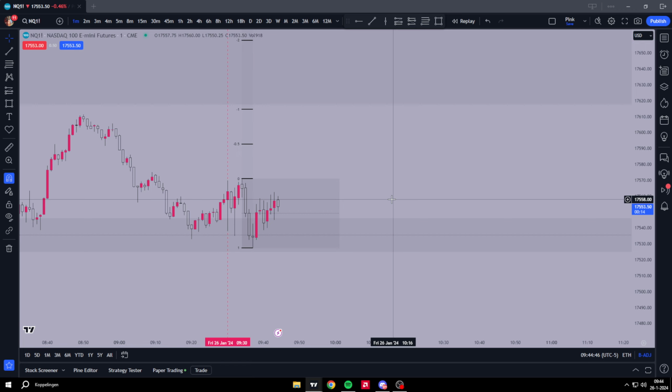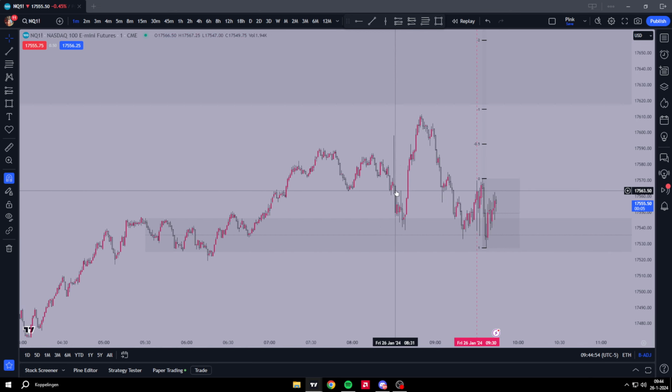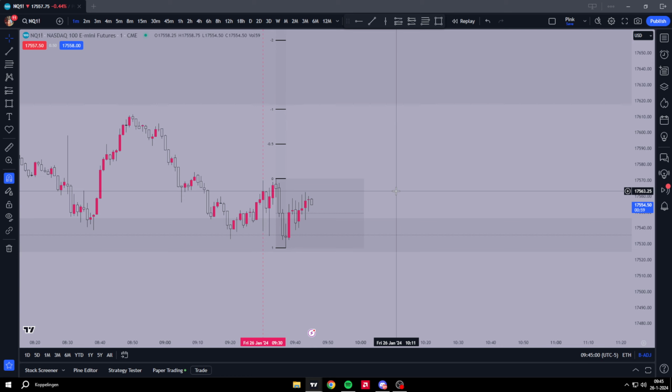Alright, this looks so bad. Gotta wait for 10. It won't be trading in this range. Let's wait for 10 a.m.